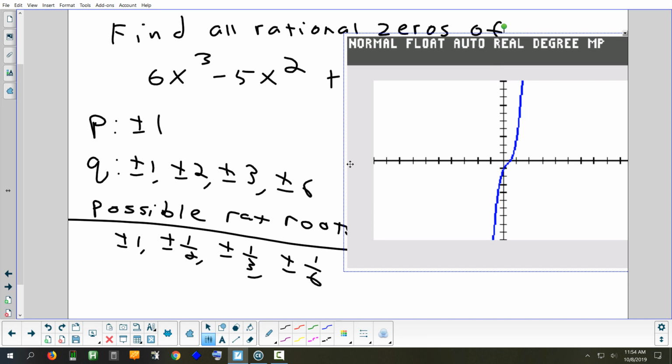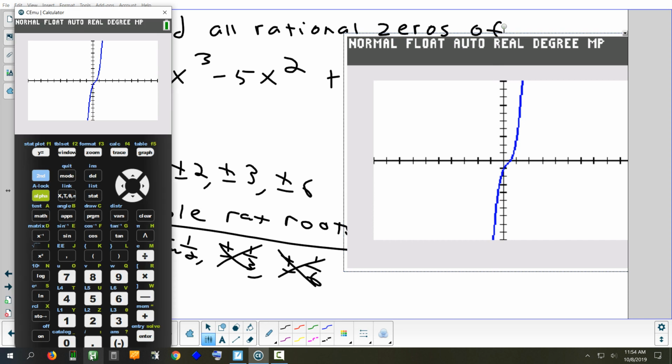Positive or negative 1? No. Not really. Negative a half? No. Positive a half? Maybe. We'll keep that in mind. Negative a third? No. Positive a third? No. Probably not. And then not that. So the only possible option could be 1/2. So if I only have to find this, and it doesn't say how, I'm just going to plug in 0.5 and see if I get 0. I do. So that's it. The only possible rational root is 0.5.